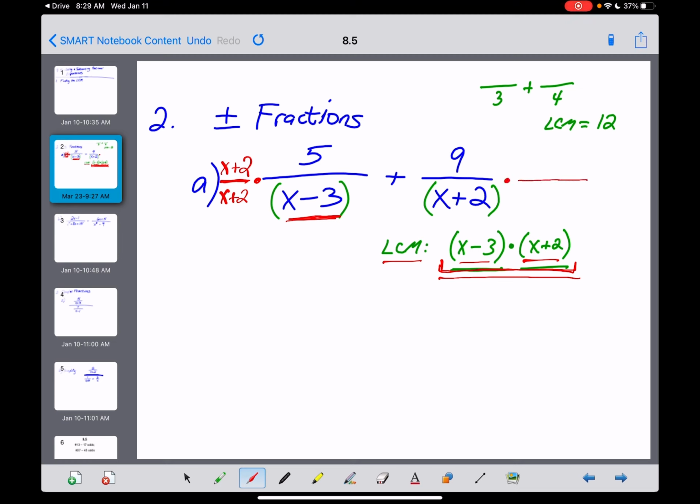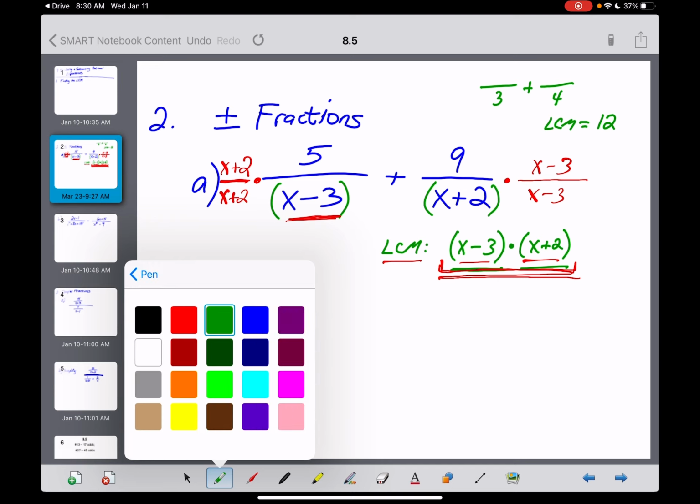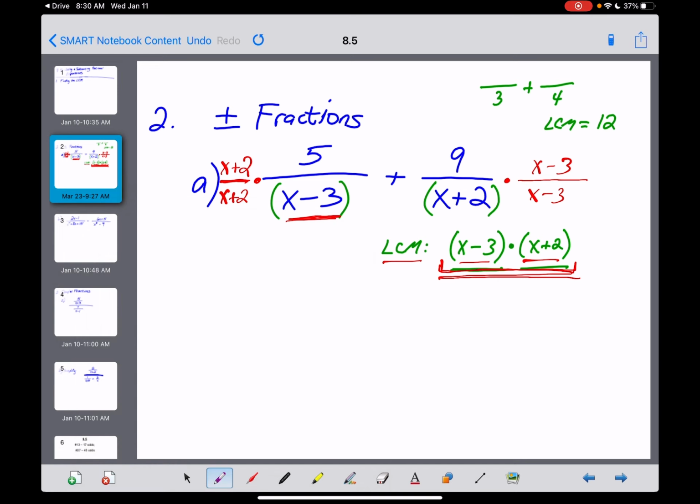Now on to the second fraction. Look at its denominator, which is x plus 2, and ask yourself, what's missing to help it become this? Well, it's missing a factor of x minus 3. So we're going to multiply x minus 3 on both the top and the bottom of that fraction. All right, now it's time to start converting these.